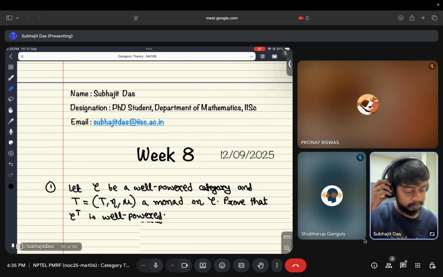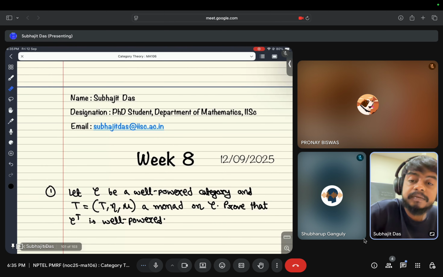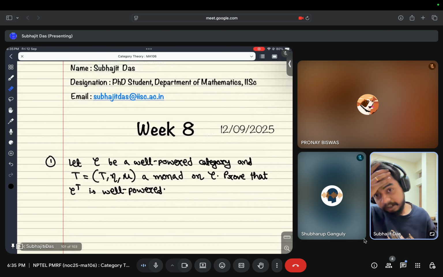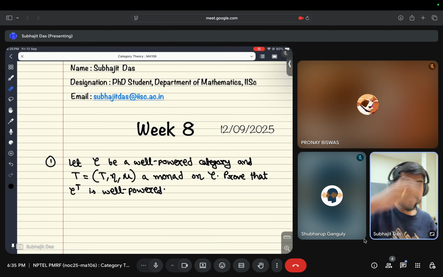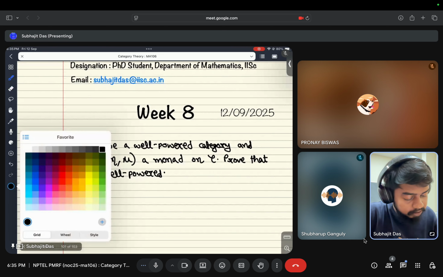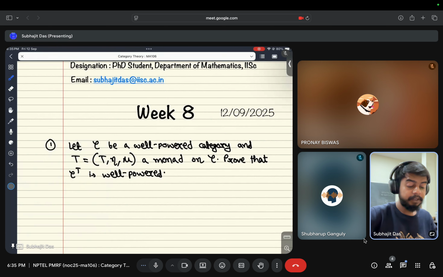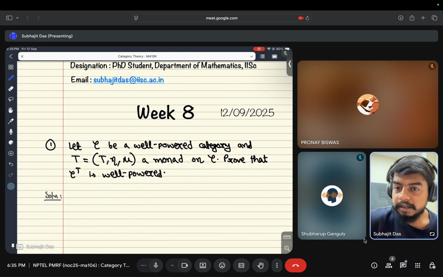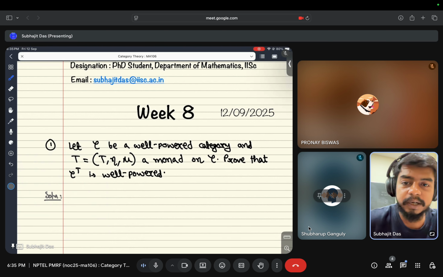Okay, any other questions for now? Okay. So we'll start solving problems for this week, and we'll only solve 3 problems because that will take a lot of time. So let's start with a very simple, basic one. You know what a well-powered category is. Everyone here knows what a well-powered category is.